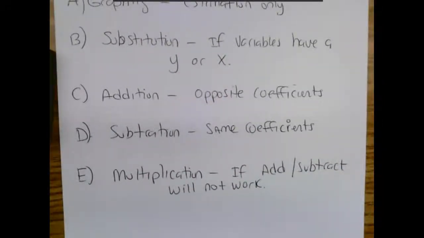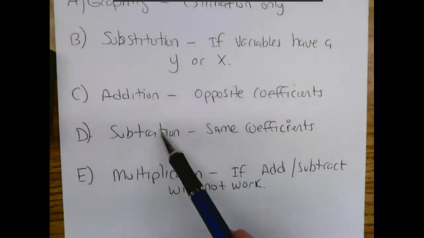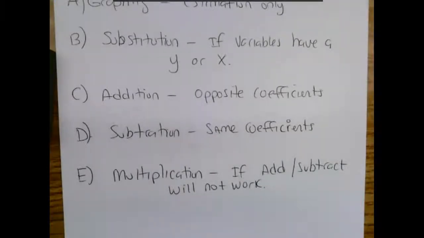If you have two equations and they have opposite coefficients like 6x and negative 6x, if we just add them, it will eliminate one of the variables. And really that's what addition, subtraction, and multiplication is really talking about. We're trying to eliminate one of the variables. And really substitution as well.